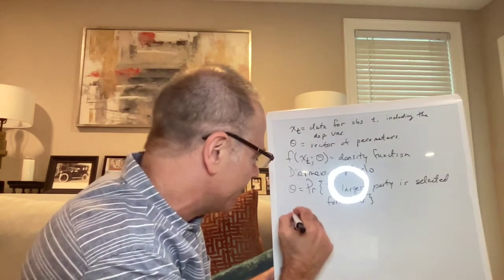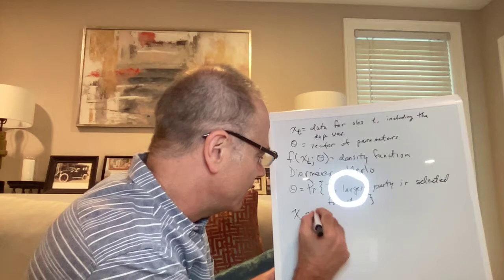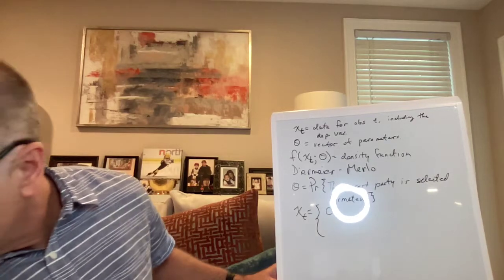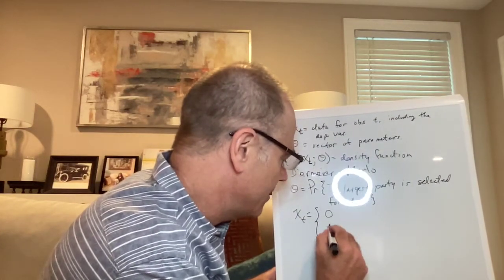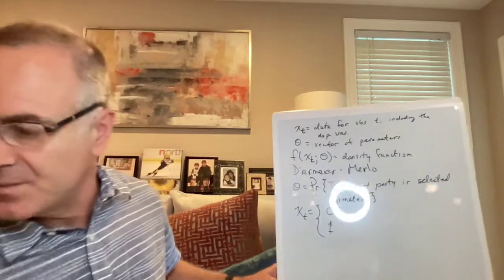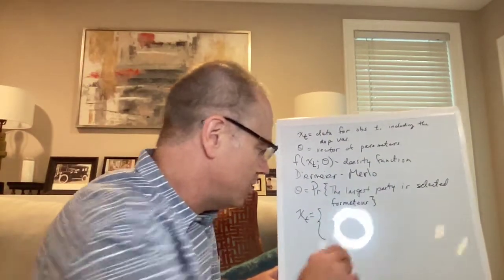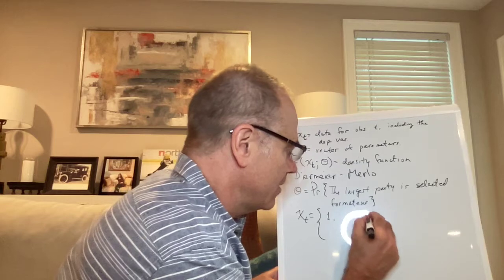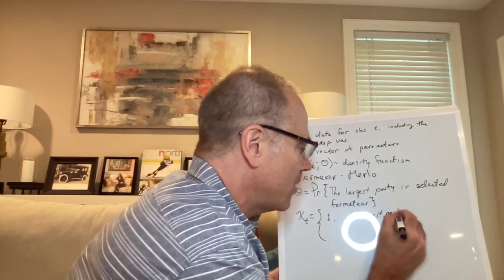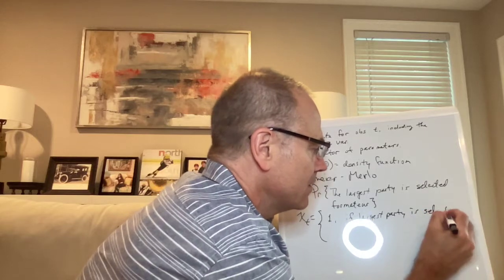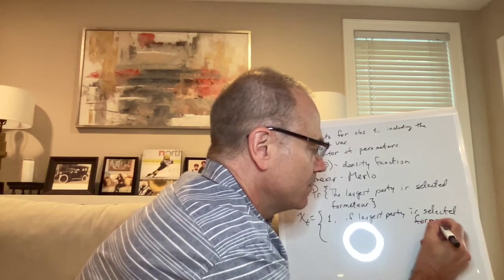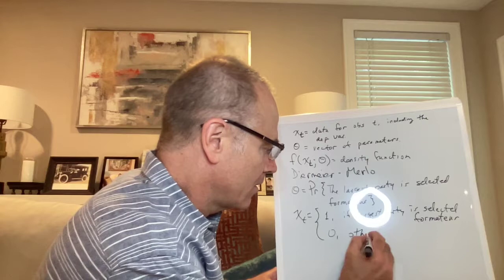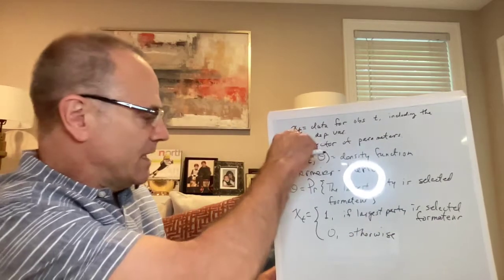Next, x sub t, in this model, equals 0 or 1. Let's make it simple: x_t equals 1 if the largest party is selected formateur, 0 otherwise. Okay, so I told you this x sub t is data.